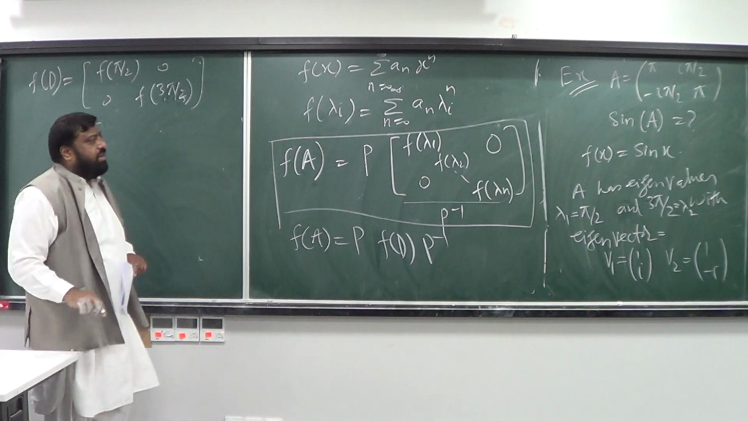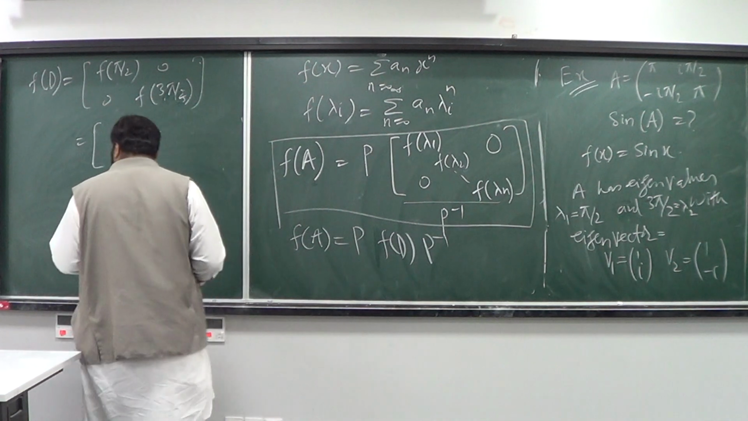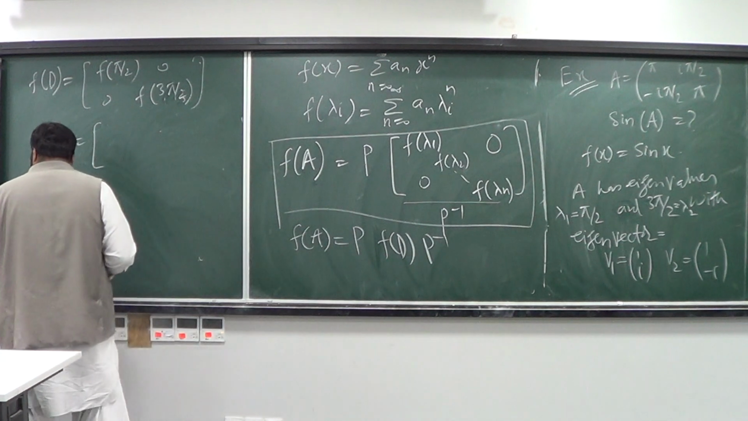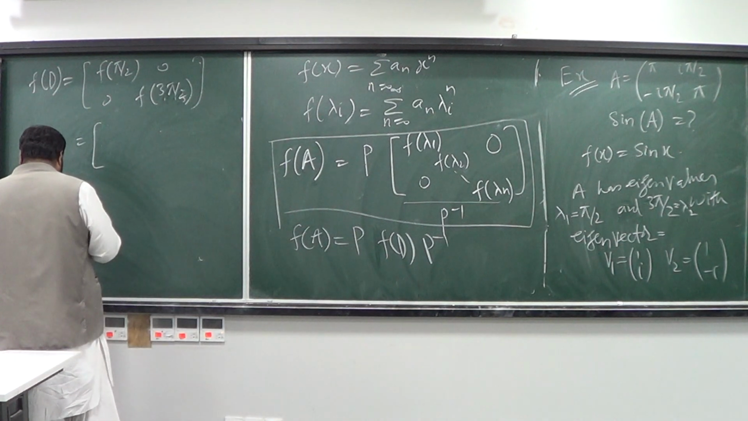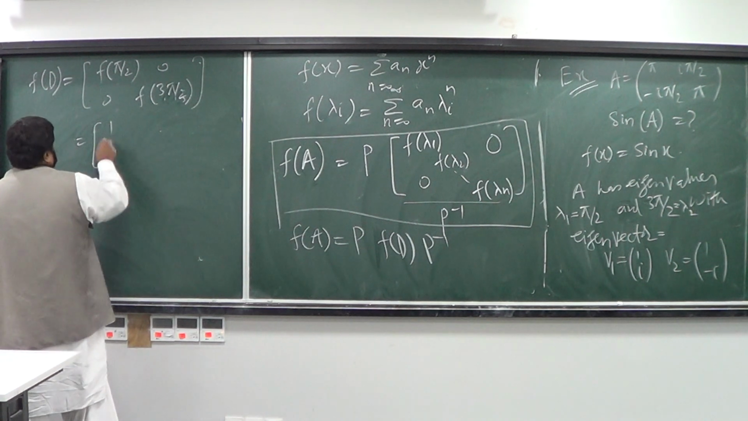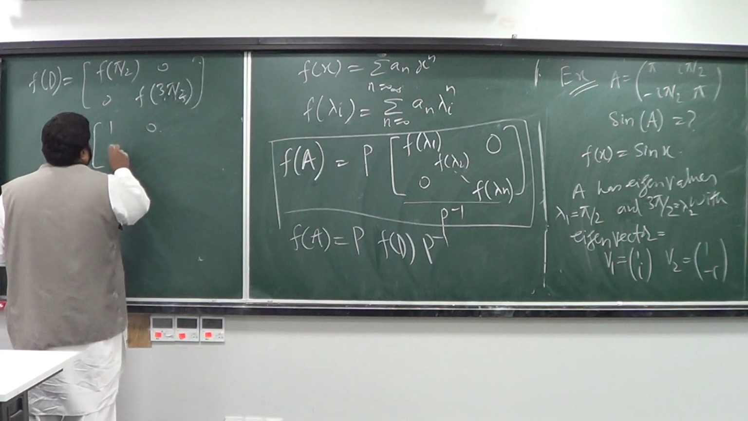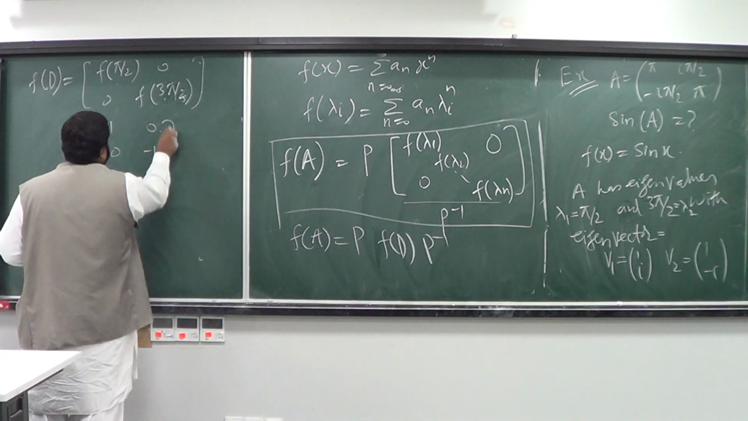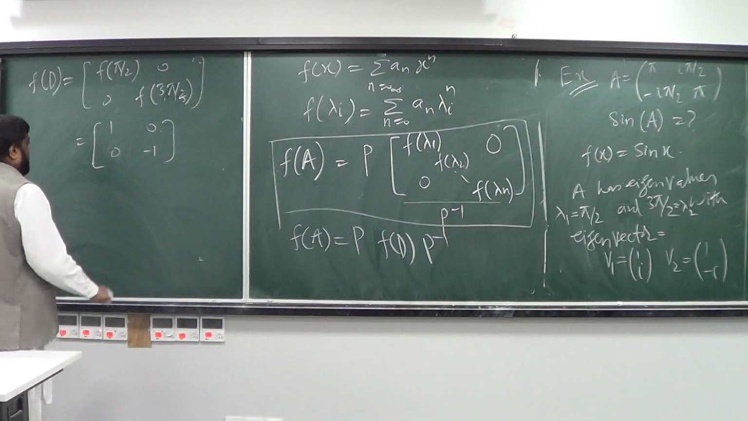And what is f of pi by 2? So what is sine pi by 2? Sine pi by 2 is 1, 0, and sine 3 pi by 2 is negative 1. So this is my f of.